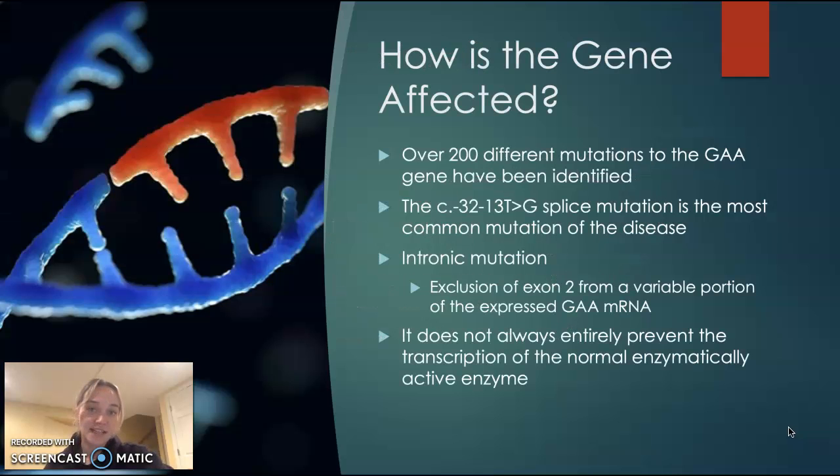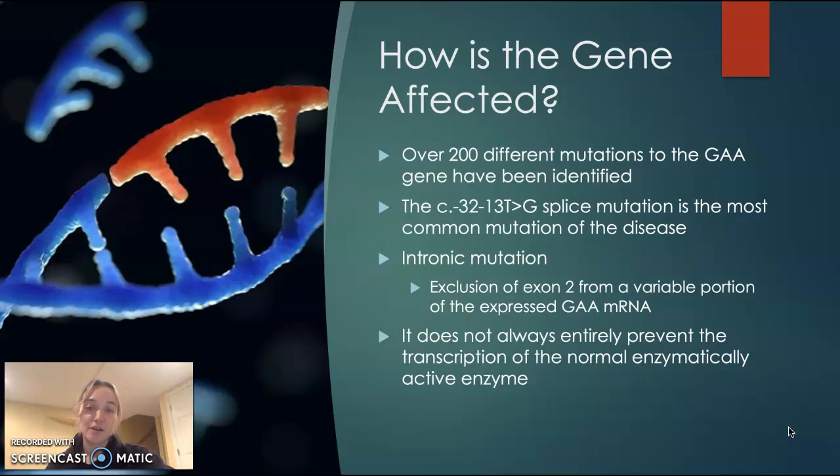So, how exactly is the gene affected? By studying patients with Pompe disease, we have learned that there are over 200 different mutations to the GAA gene that can cause Pompe disease. However, the C3213TG splice mutation is the most common.